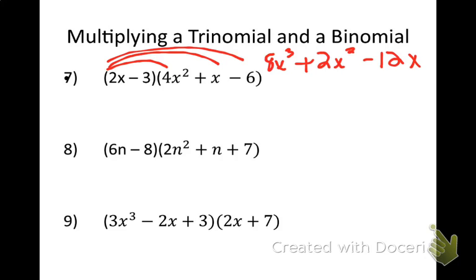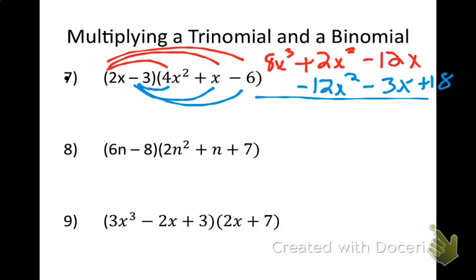Second part now is I need to distribute the negative 3. So I'm taking negative 3 times 4x squared, getting me negative 12x squared. Negative 3 times x, getting negative 3x. And negative 3 times negative 6, getting a positive 18. So I lined them up vertically here, and now it's a lot easier to see what I can combine.